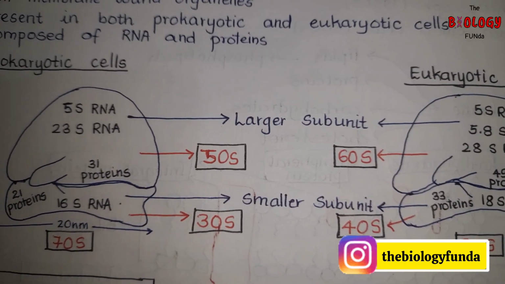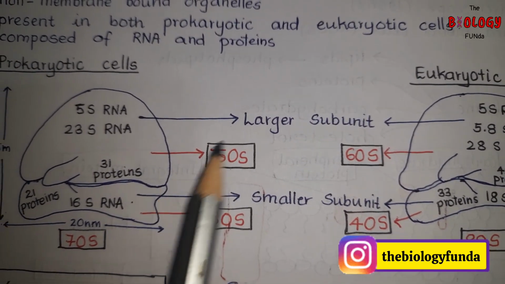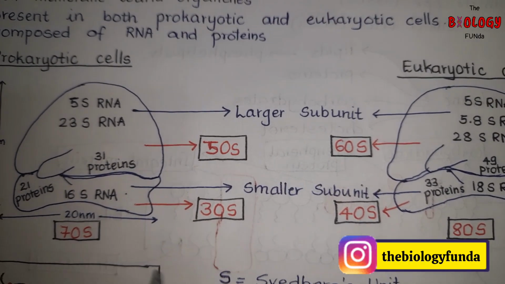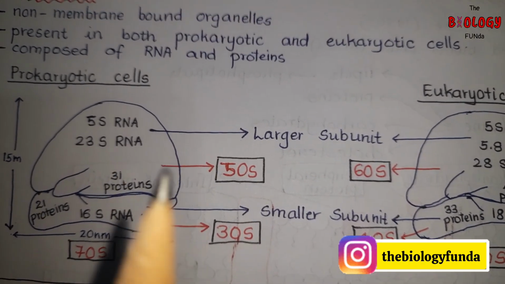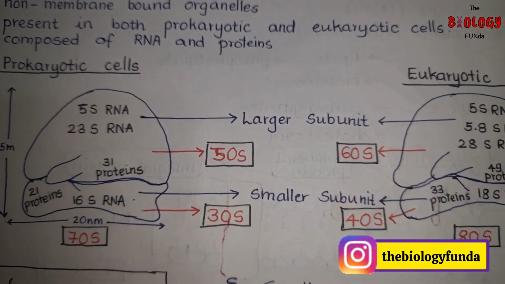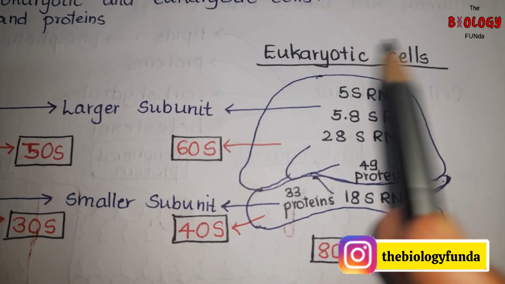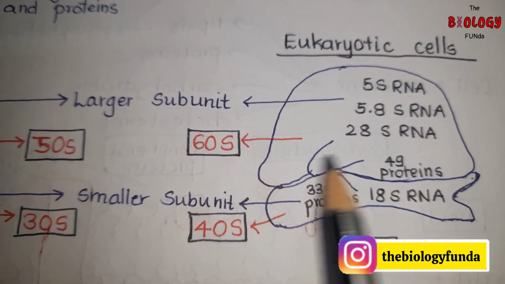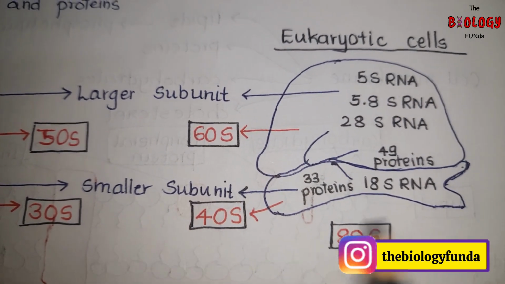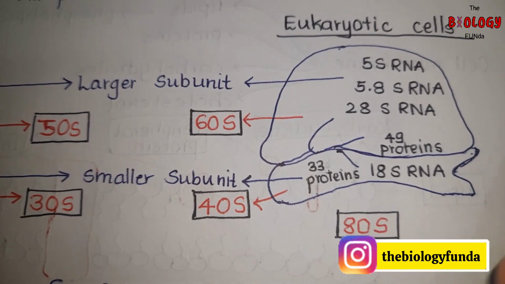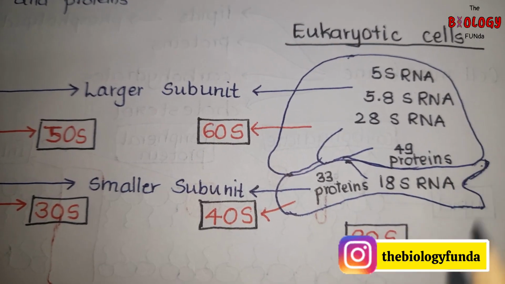In prokaryotic, this larger subunit is 50S, smaller subunit is 30S. Total is 70S. Do not add them. It is not based on the addition. In eukaryotic cell, the larger subunit is 60S and the smaller subunit is 40S. 60 plus 40 is not 100, but here the overall is 80.